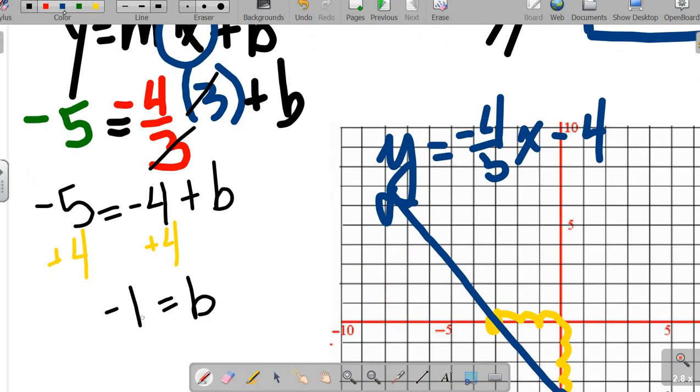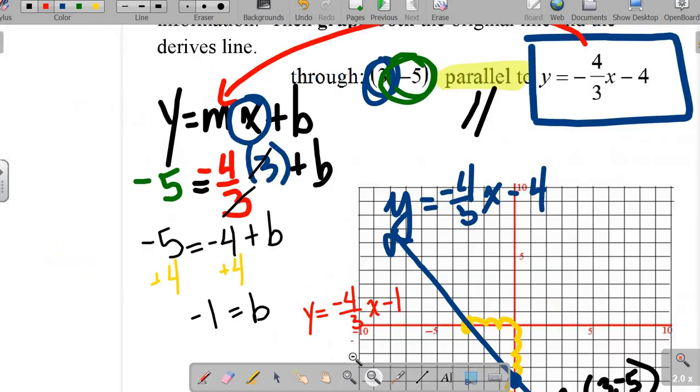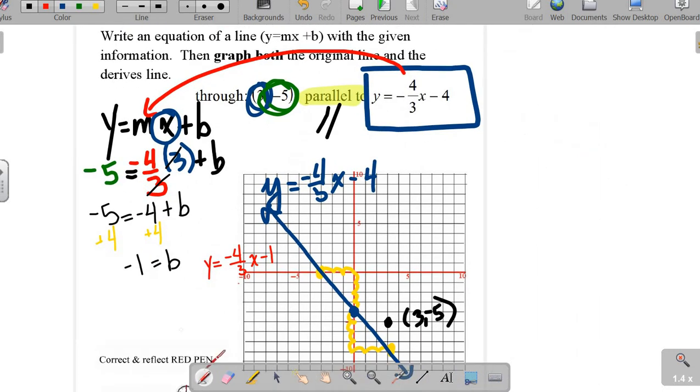B equals -1. So our secondary line is going to be y equals -4/3 x minus 1. Let's plot that and see if it works. There's -1. Let's count our slope out, -4/3. So 1, 2, 3, 4, 1, 2, 3. It's a downward tilting line. And there you go. You have the exact same point that we want.